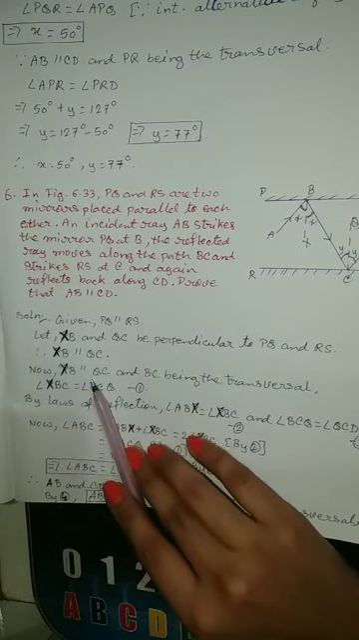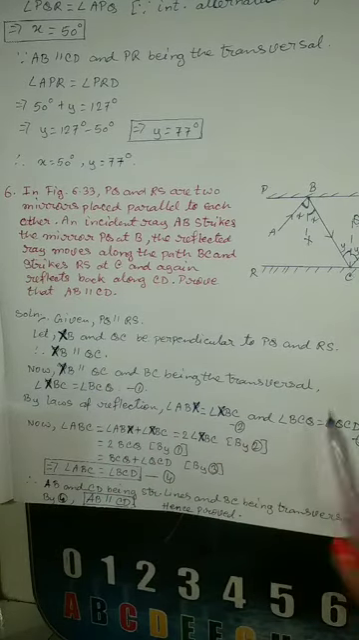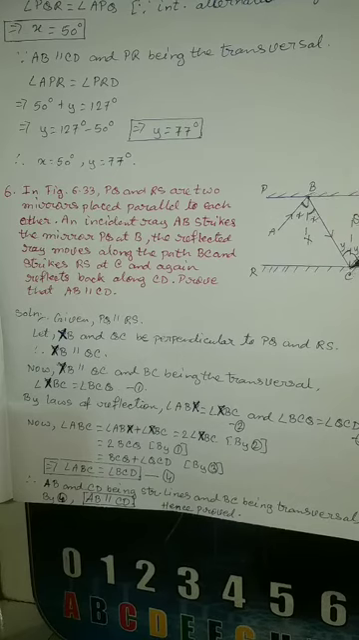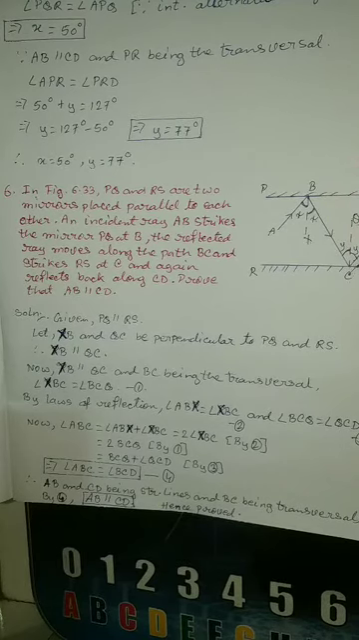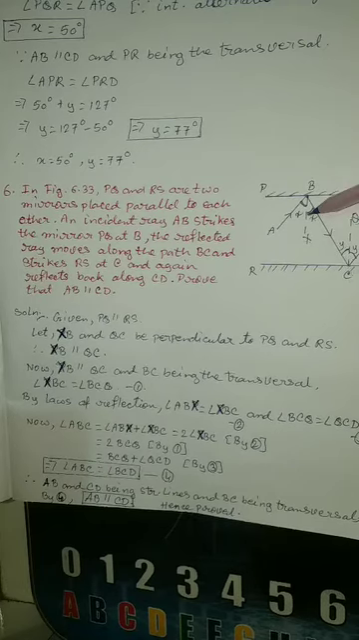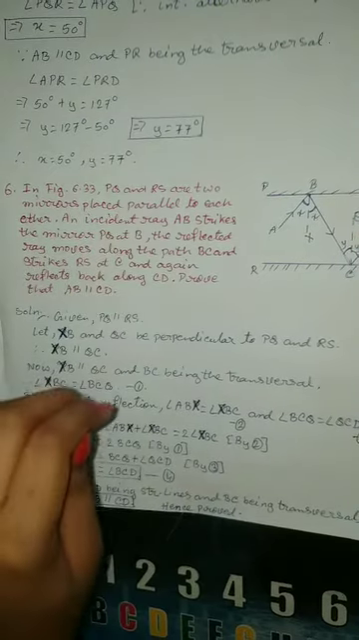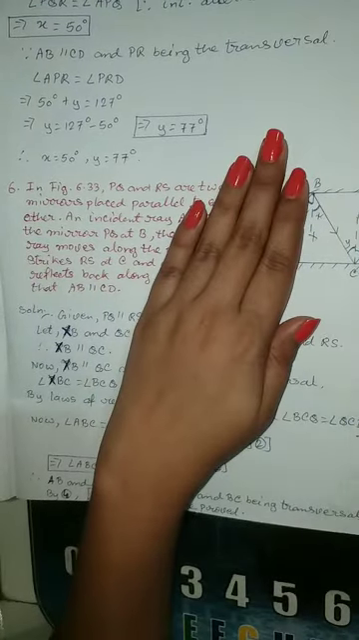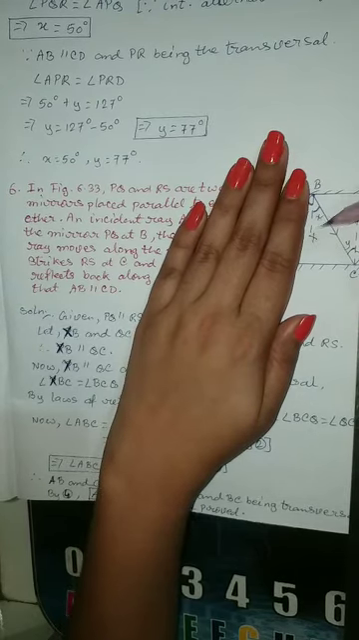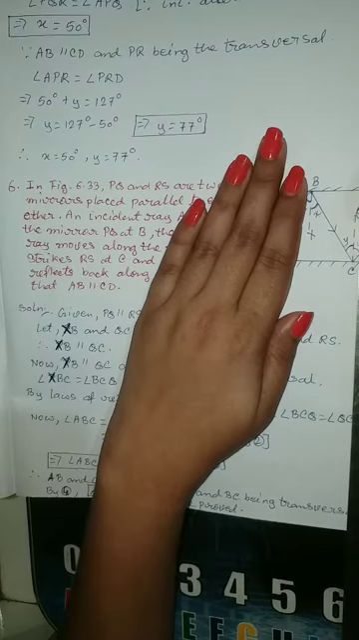Now, since XB is parallel to QC and BC is the transversal, what we can see is these two are parallel to each other, XB and QC, and let BC be the transversal for them. Then what can we say? That these two angles will be alternate to each other. If we omit this part and this part, we have these two lines which are parallel to each other.